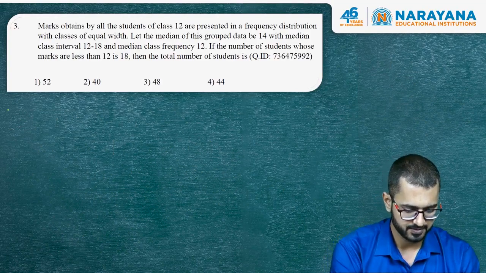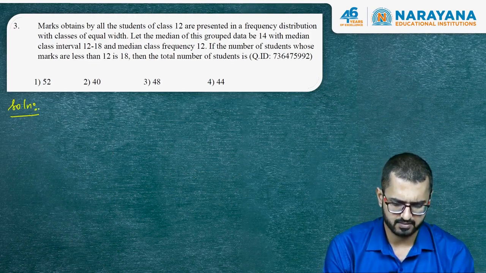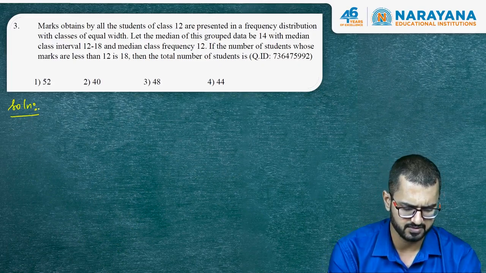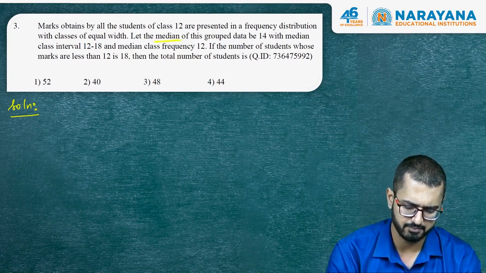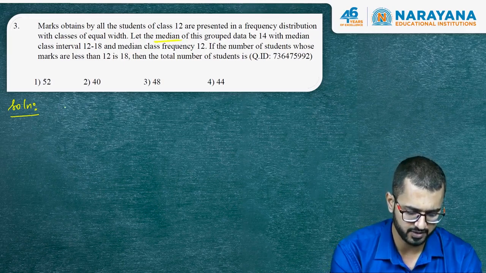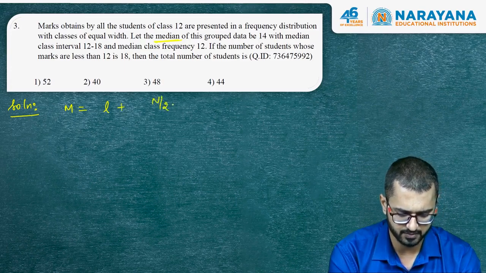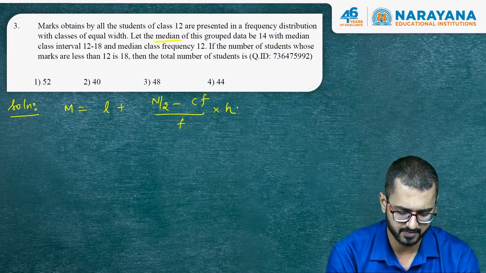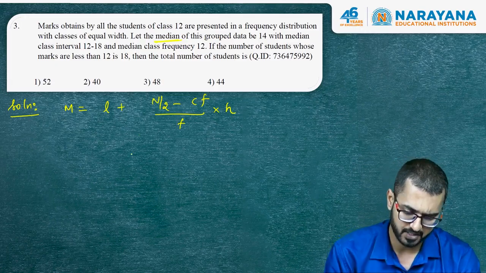So this question is from statistics. It says marks obtained by all the students of class 12 are presented in a frequency distribution with classes of equal width. So this question is related to the median of this grouped data. We'll write down the median formula first. The median formula will be M is equal to L plus (n by 2 minus Cf) over f into height, correct? So this is the formula for median.